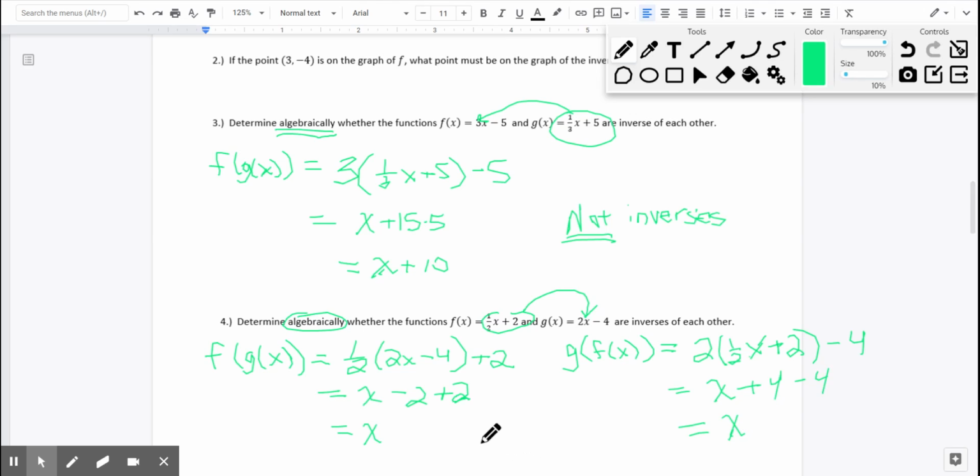So we do indeed have inverses. You could write yes, though it wasn't really a yes or no question. I'm just going to write f and g are inverses. You could just write the word inverses. That would suffice here as well.